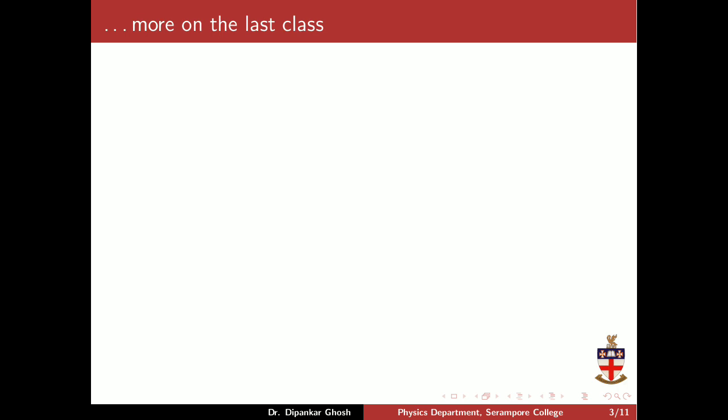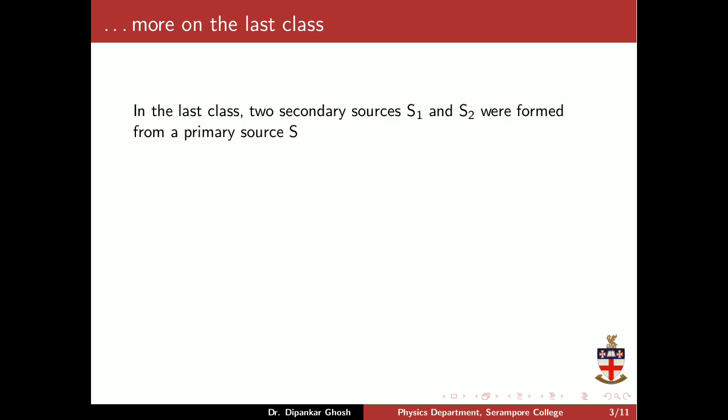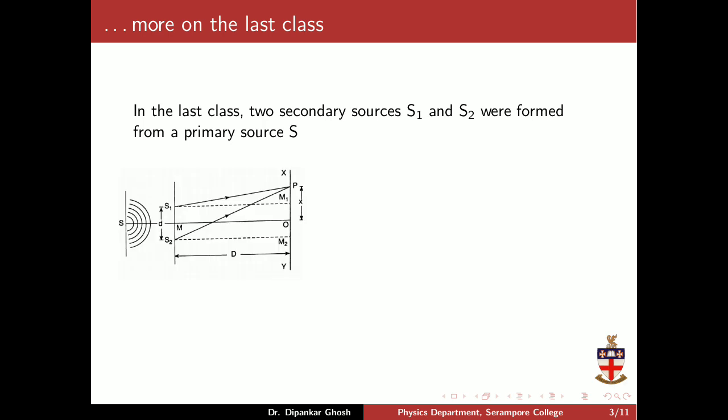A little more on the last class. As I told you, we had produced two secondary sources S1, S2 from a primary source S. This was the diagram. As you see, the primary source S is placed behind a barrier with two slits S1, S2, which are at a distance d from each other. And from this slit arrangement, at a distance capital D, the screen was placed, the screen X and Y. S1P is x1 and S2P is x2.